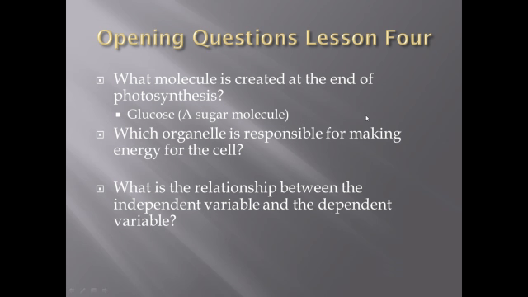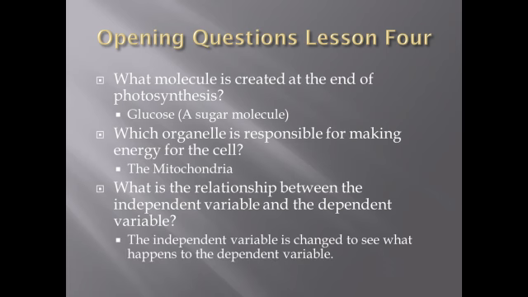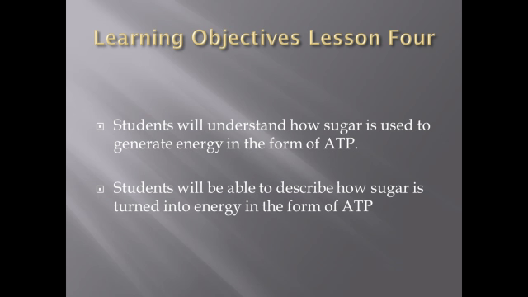The next one is, which organelle is responsible for making energy in the cell? The mitochondria. So when you think about the power plant of the cell, always remember, it's the mitochondria. Last one, what is the relationship between the independent and dependent variable? The independent variable is changed to see what happens to the dependent variable. Hopefully you have a much better understanding of that now that you've finished the experiment. And this last question is just to review that idea.